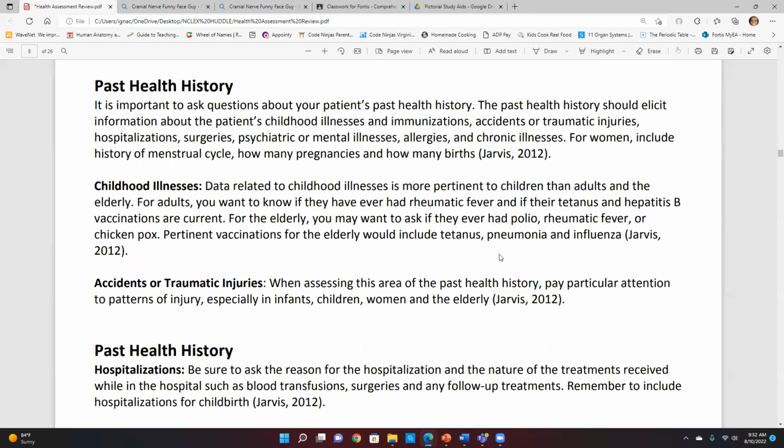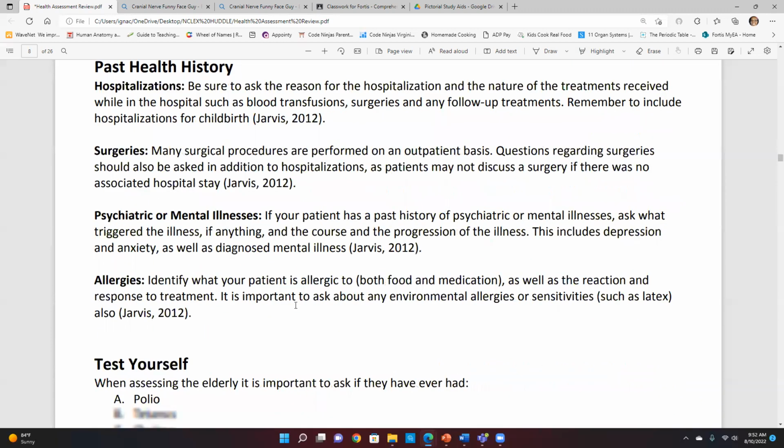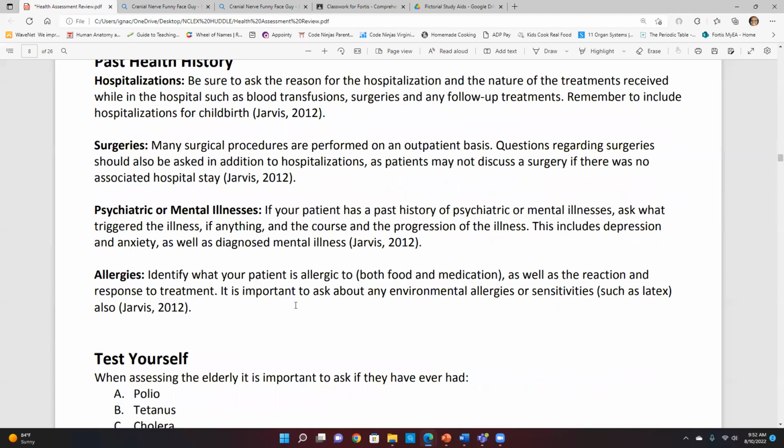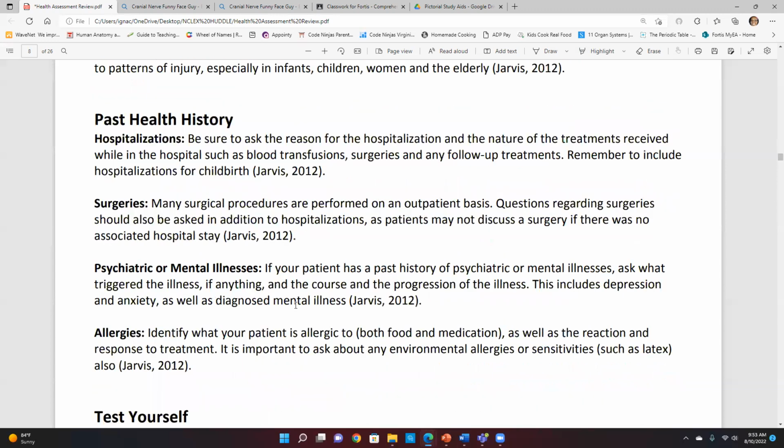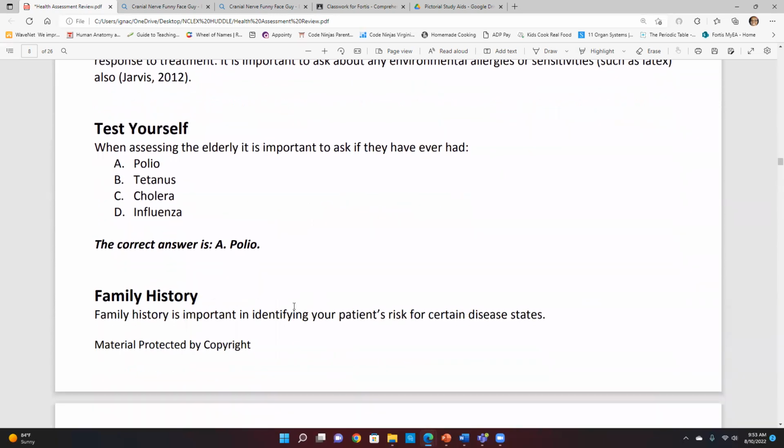Now let's talk about past health history. So we want to know, have they had any major issues, any surgeries, immunizations? Are they up to date? Have they ever had any childhood illnesses, any kind of accidents, any kind of trauma? Because they could be living with the residual from any issues that they've had in the past. Okay, so that's going to be important. And so this emphasizes hospitalizations, surgeries, psychiatric or mental illness, and allergies.